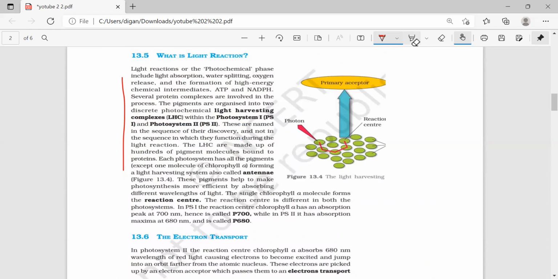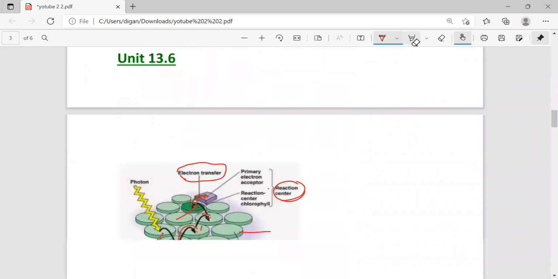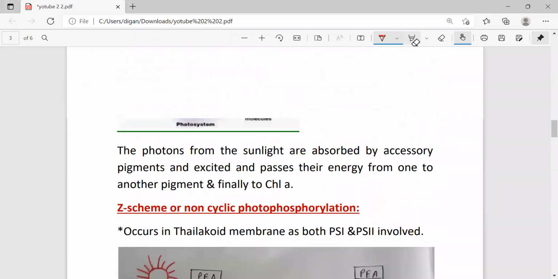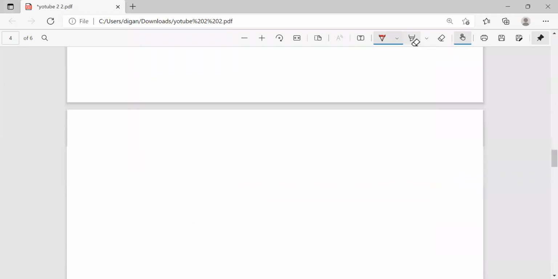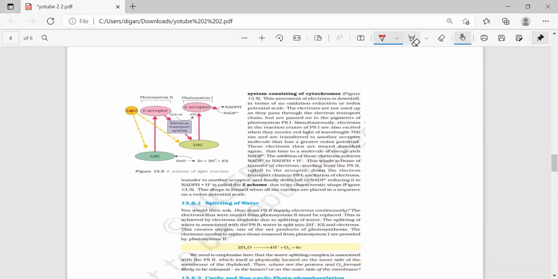Now if you go through this line, then you can understand the meaning of this line. So till now we have discussed what a photosystem is, or what light harvesting complexes are. Students, now go for the next topic, that is electron transport. So in electron transport, look, just a minute. This is the paragraph for electron transport.